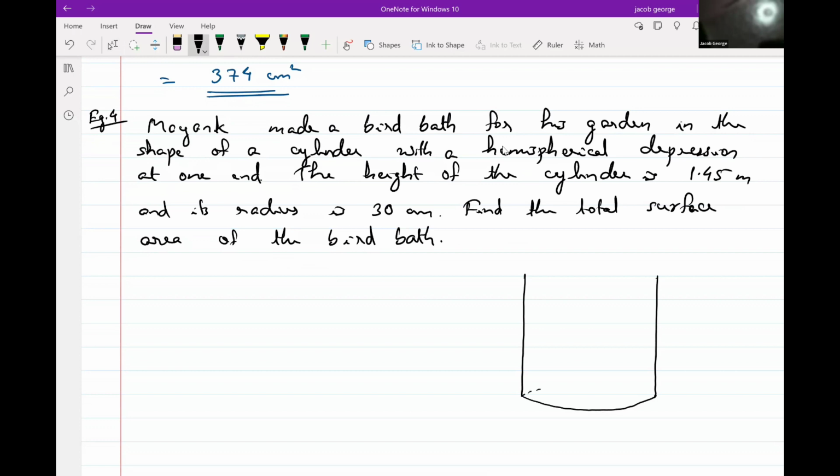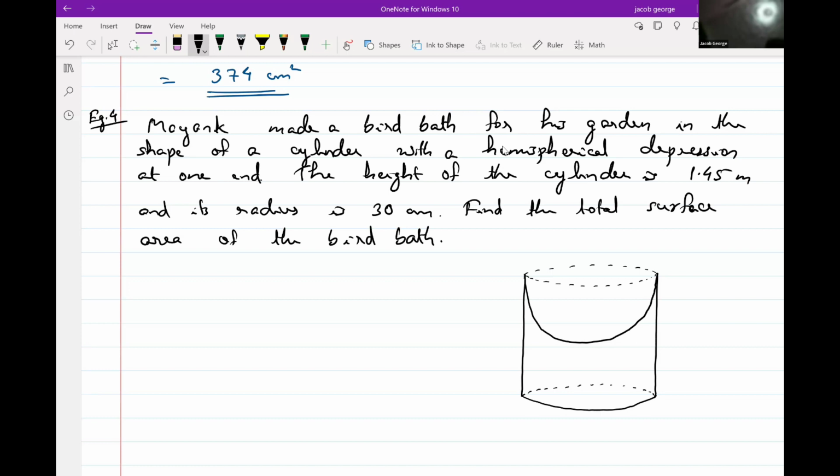Like this, a cylinder with a hemispherical depression at one end, like this. The hemisphere is hollowed out at one end. Here the bottom part will be hollow.